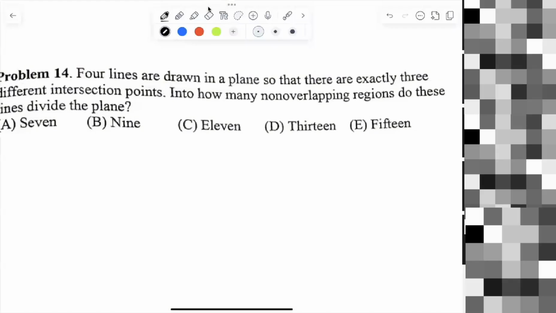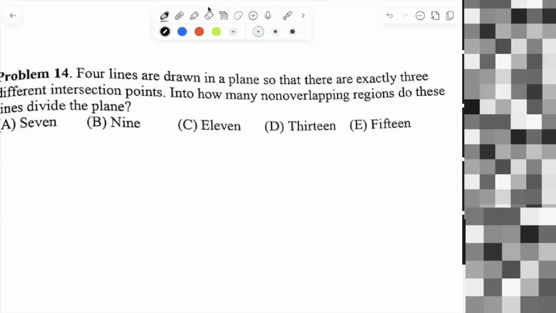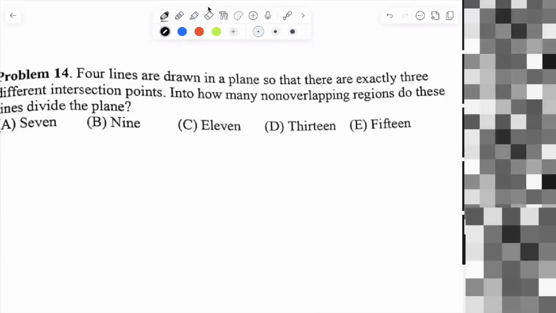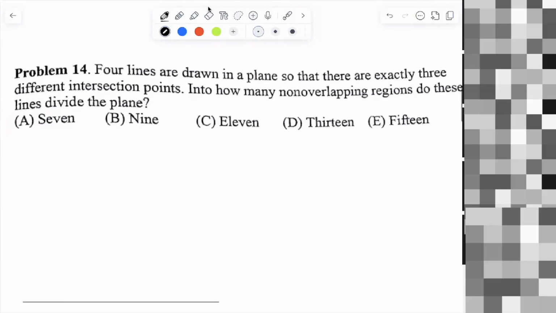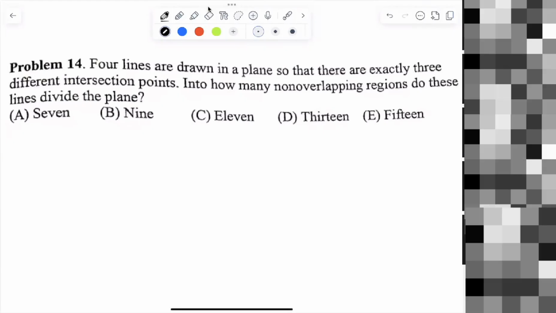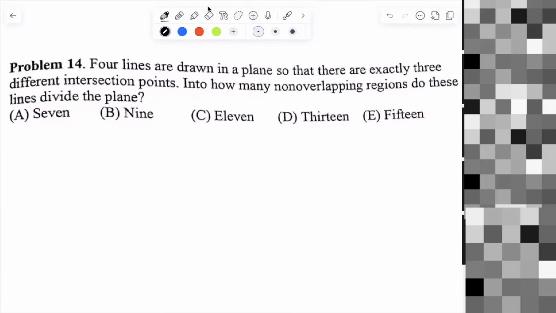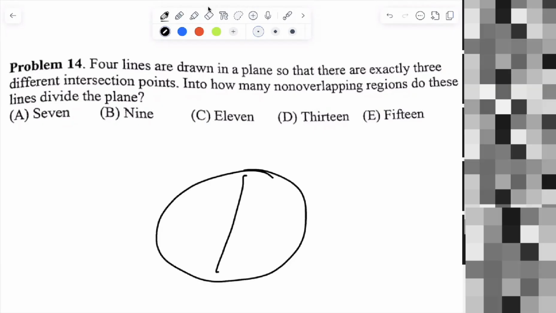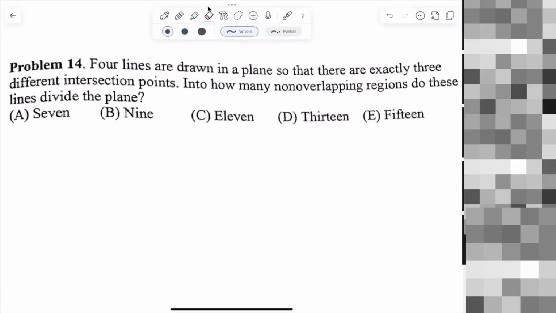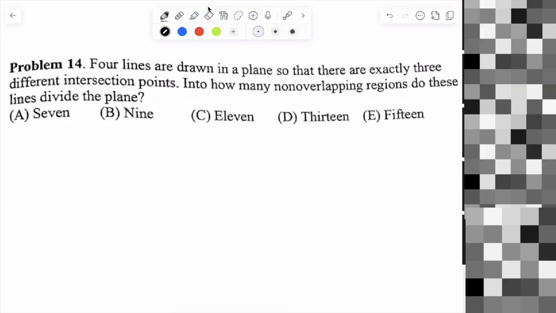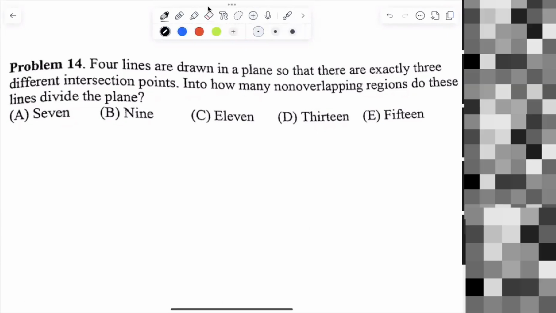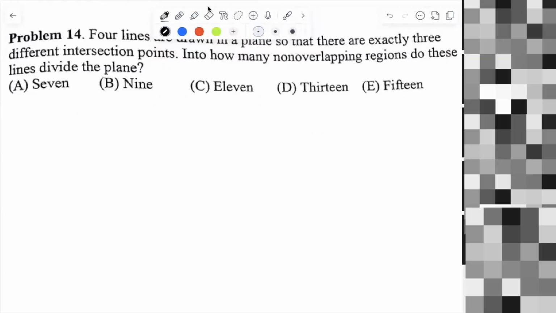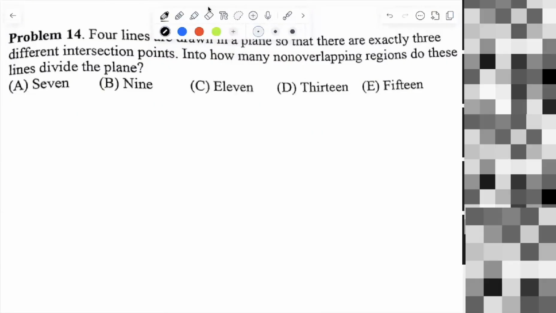All right, guys, let's get started with this question. So four lines are drawn on a plane so that there are exactly three different intersection points. How many non-overlapping regions do these lines divide the plane into? In a normal scenario, we can just draw a circle to represent the plane, all right? It makes visualization easier.